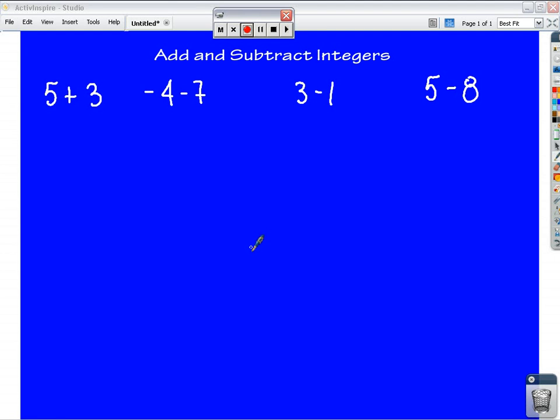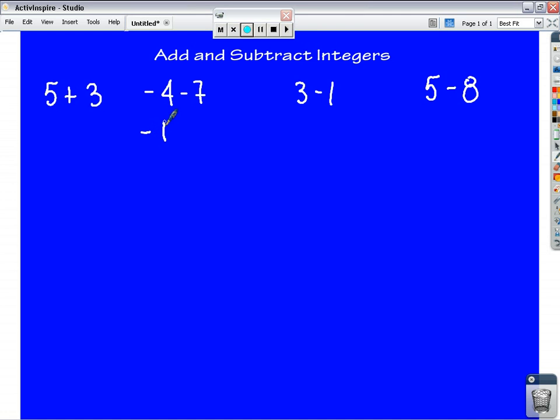Alright, today we're going to be looking at the addition and subtraction of integers. And I have four examples here: 5 plus 3, negative 4 minus 7, 3 minus 1, and 5 minus 8. What we really want to identify is the sign of each one of these numbers. This is a positive 5, a positive 3. This is a negative 4 and a negative 7.